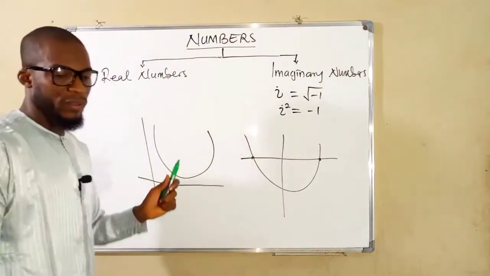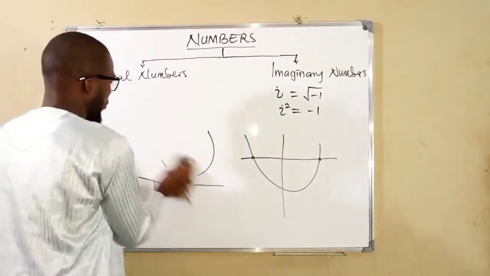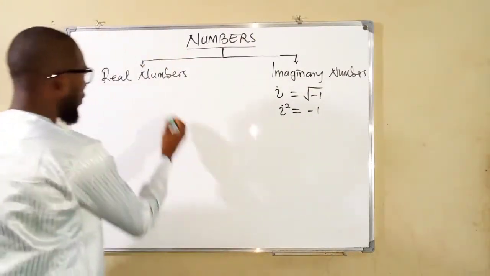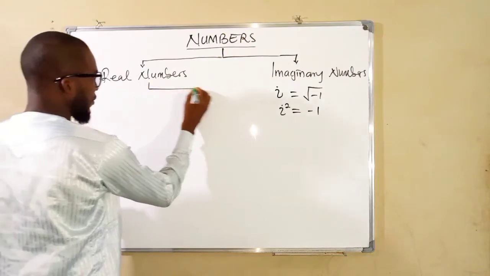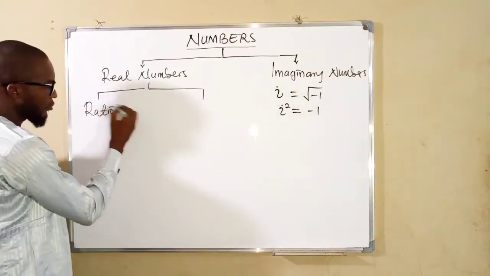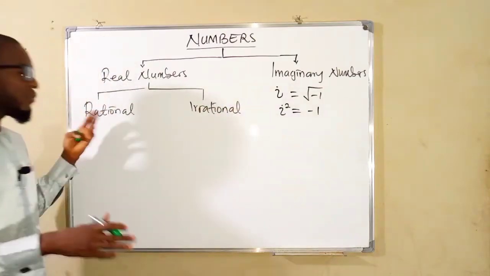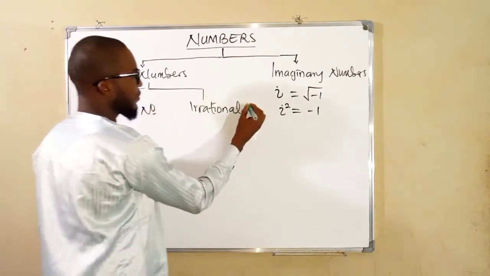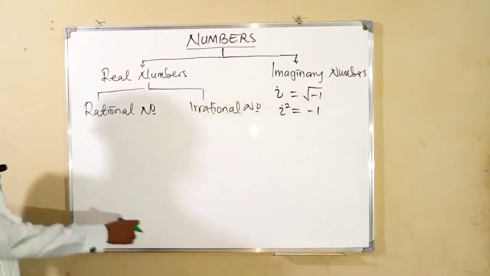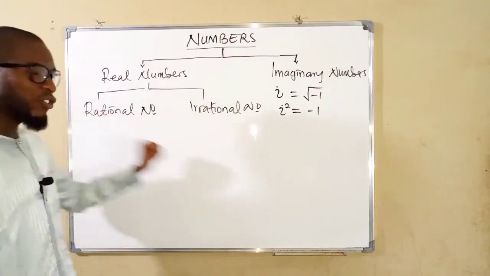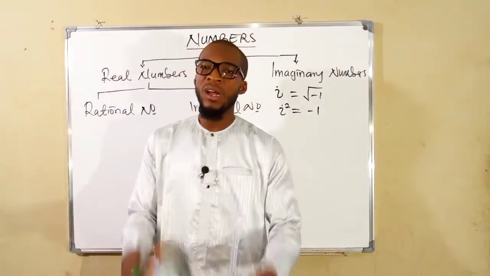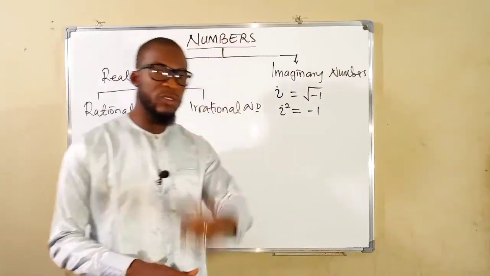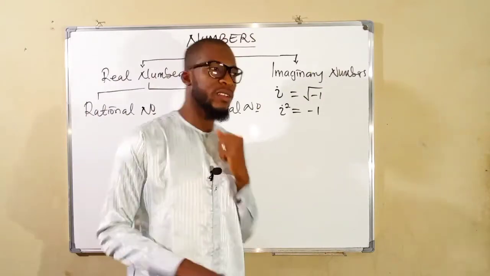Coming back to real numbers. Real numbers are subdivided into two categories again. We have the rational numbers and we have the irrational numbers. So what are rational numbers? Rational numbers are those numbers that can be expressed as a ratio of two integers. We are coming to integers, I'll explain integers in detail for you.